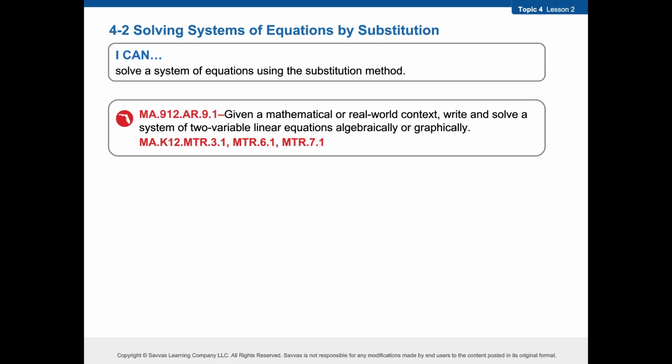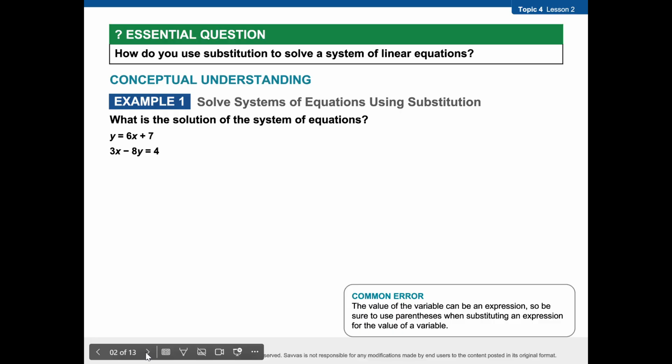4-2, solving systems of equations by substitution. This is the second method of solving systems of equations. Here you have two linear equations, one in slope-intercept form, the other one in standard form.